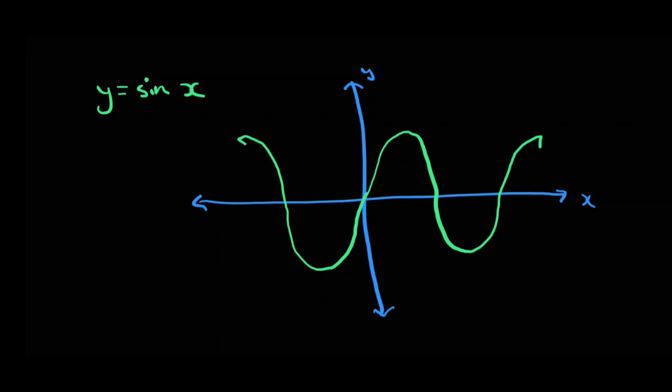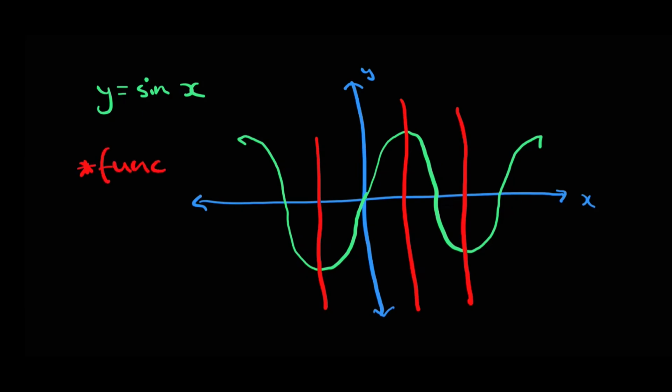Alright, now let's go through some examples. See if you can figure out if y equals sine of x is a function by using the vertical line test. Well, no matter where you draw a vertical line through this graph, it will only intersect the graph once. So that means that y equals sine of x is a function.